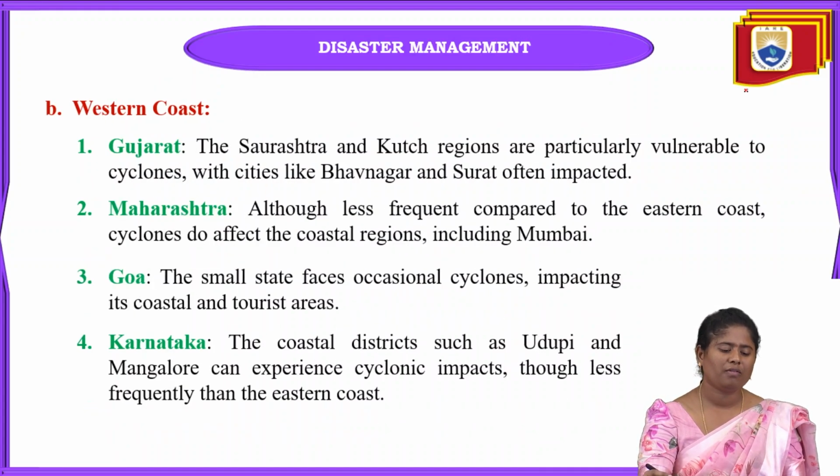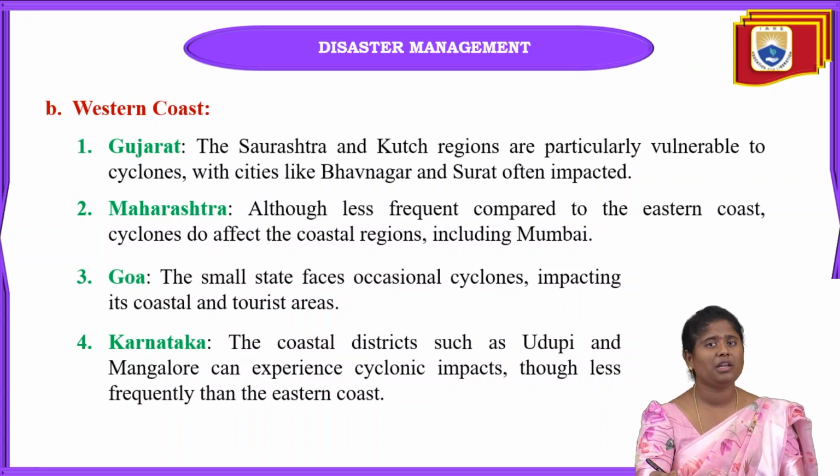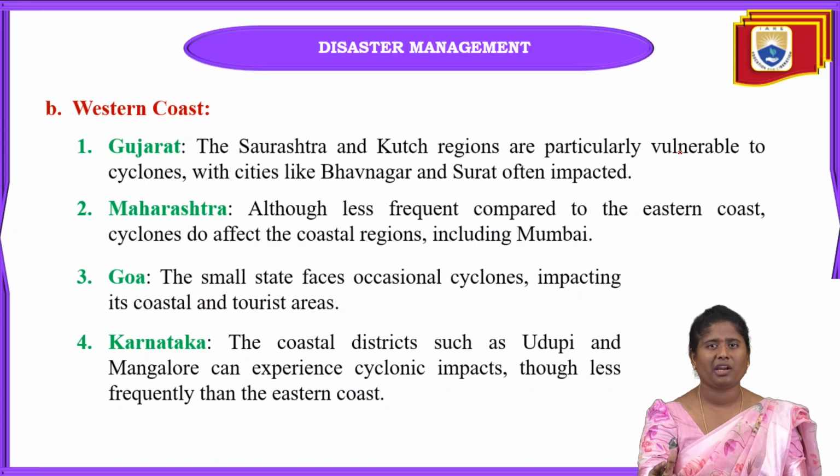Next is the western coast. On the western coast, what are the cyclone-prone areas? Gujarat. In Gujarat, some regions like Kutch and Saurashtra are very much vulnerable to these cyclones, and some cities like Bhavnagar and also Surat can be easily impacted. And next is Maharashtra. In Maharashtra, the cyclone-prone area is Mumbai. When compared with Chennai and the southern regions, Maharashtra has somewhat less frequent cyclones, and it will mainly affect the Mumbai region.